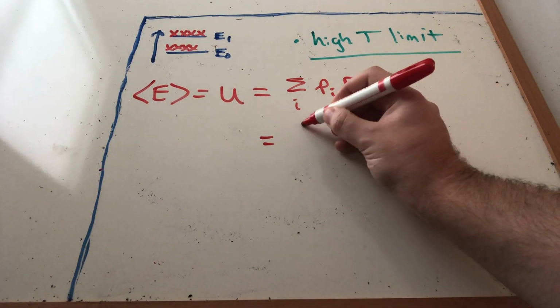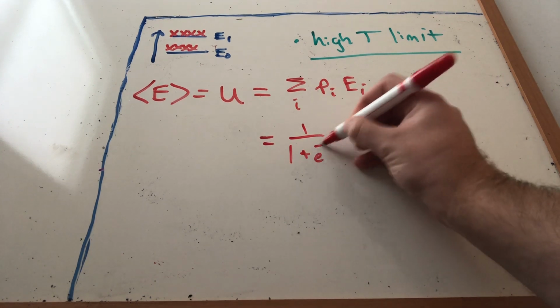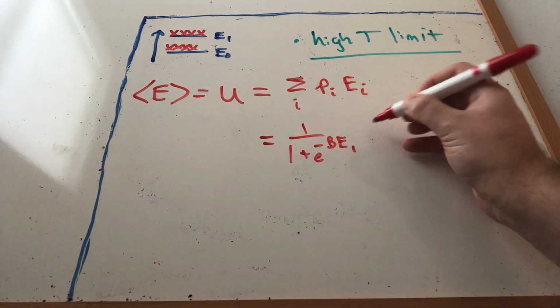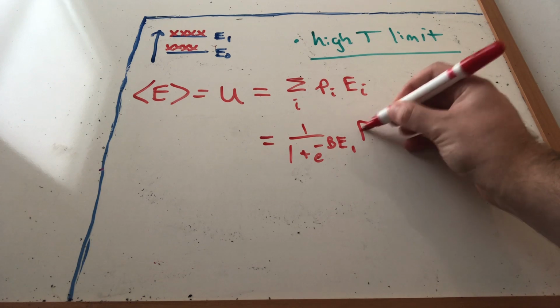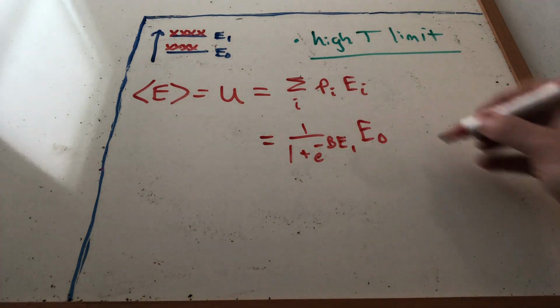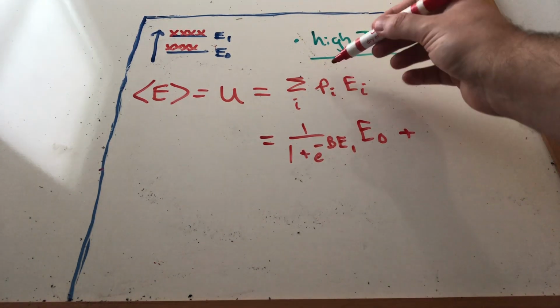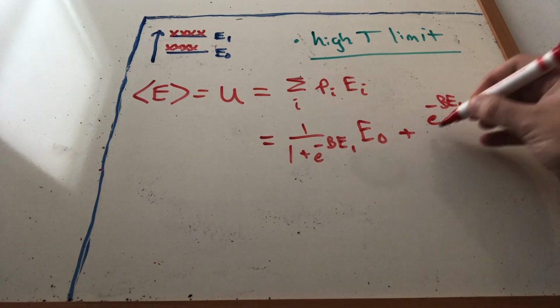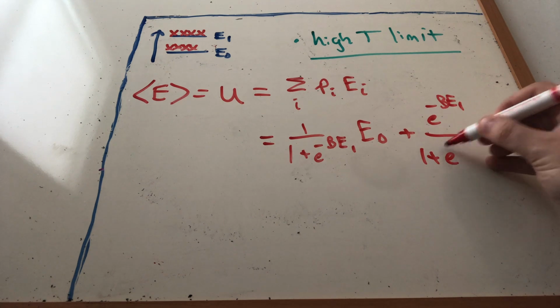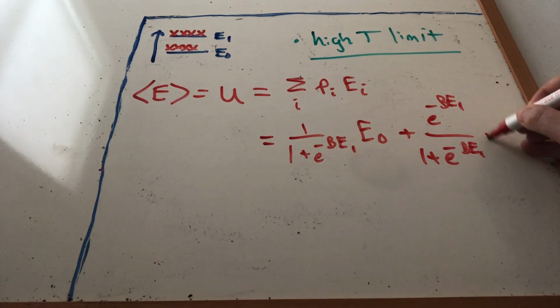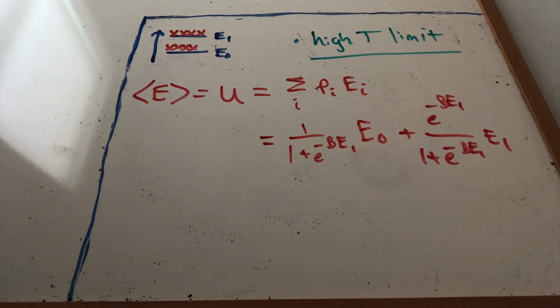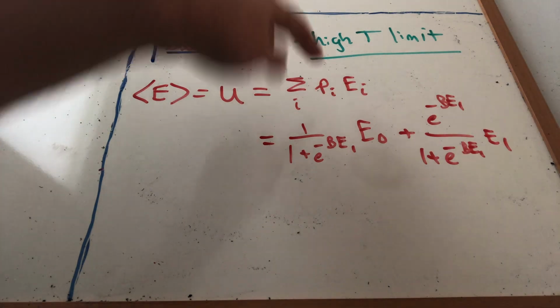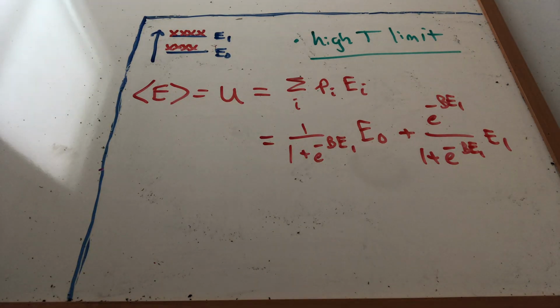P0 we knew was 1 over 1 plus e to the minus beta E1, and times E0 would be the first part of that sum. The second part would be P1, which is e to the minus beta E1 over 1 plus e to the minus beta E1, times E1. So hopefully now you can see how this translates to a general expression. But now let's apply our high T limit to this.